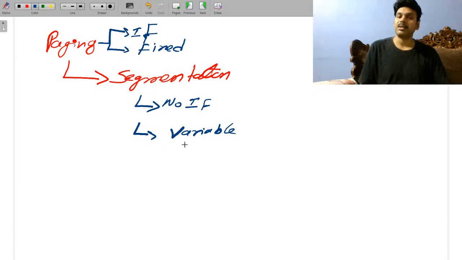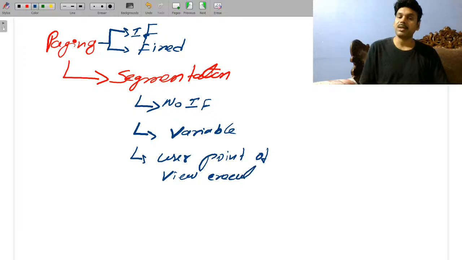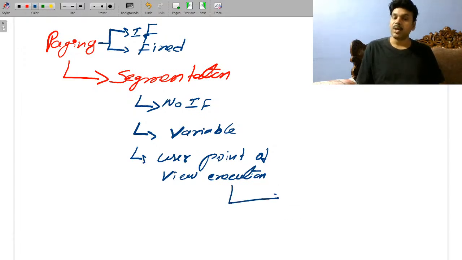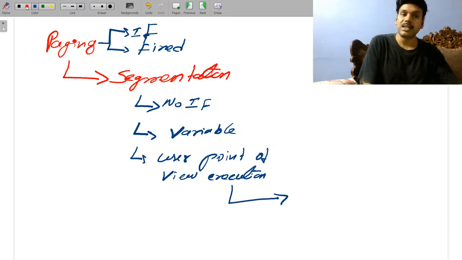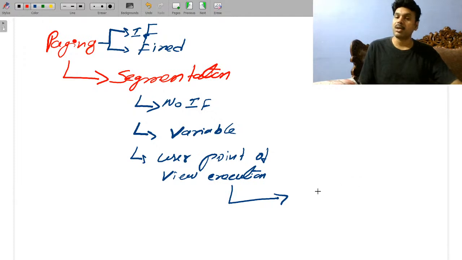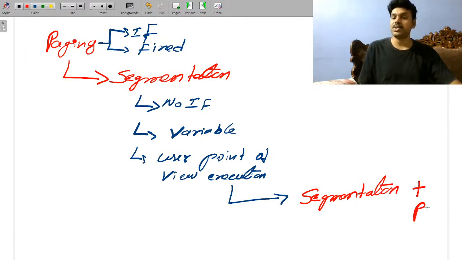Okay, it's fine. And it is also telling you about user point of view execution. All features are there, user point of view execution. All benefits are there with your segmentation. But why do we still need one more enhancement? What is that enhancement, friends? This is your last topic, the one we are going to use right now.